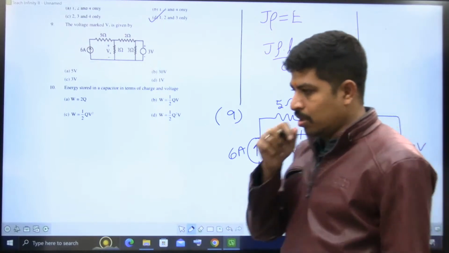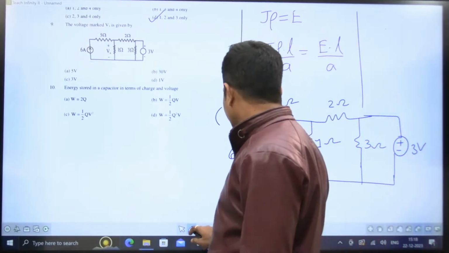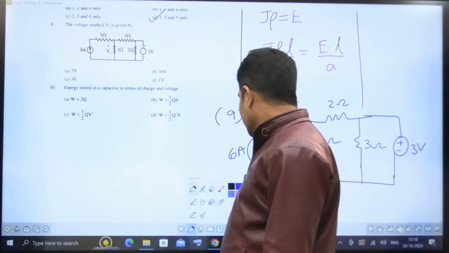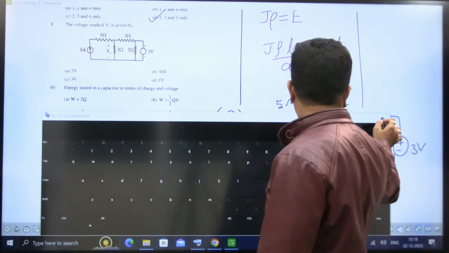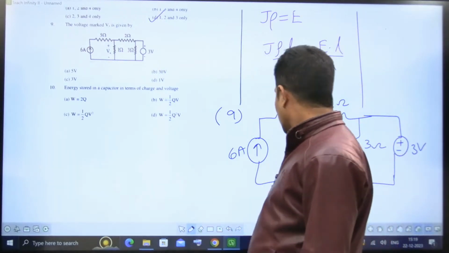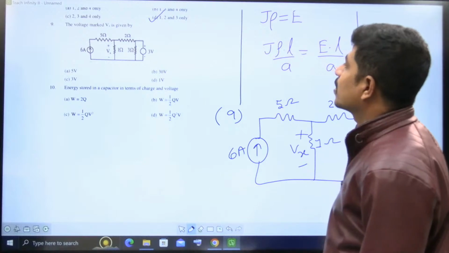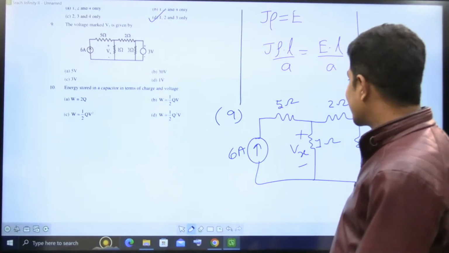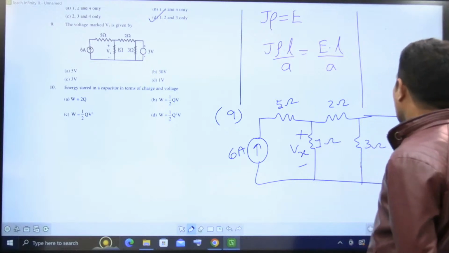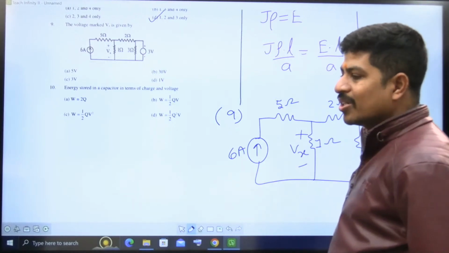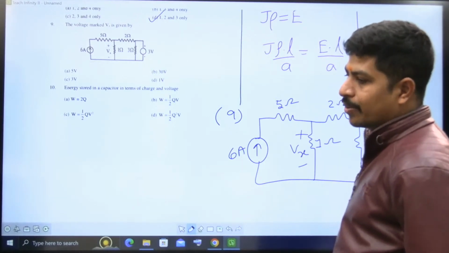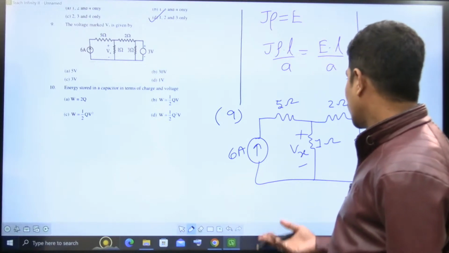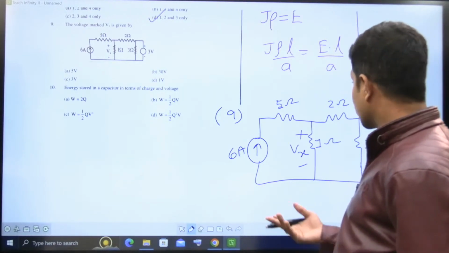He's asking, what is the value of Vx? Any one of you can solve? Please try to solve it. What is the value of Vx? The voltage marked Vx is being asked. You want this Vx. What is the method you are going to follow? You can do this one in any method. You can go with nodal analysis, or mesh analysis, or source transformation.